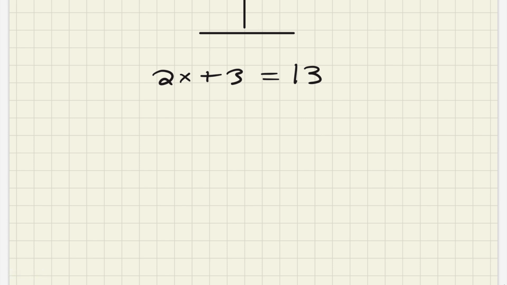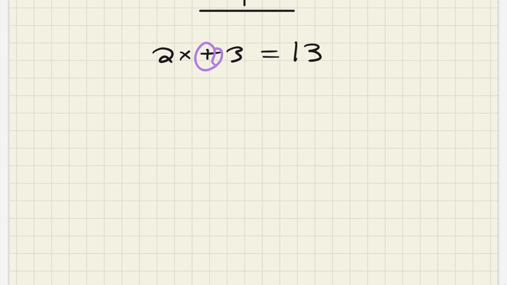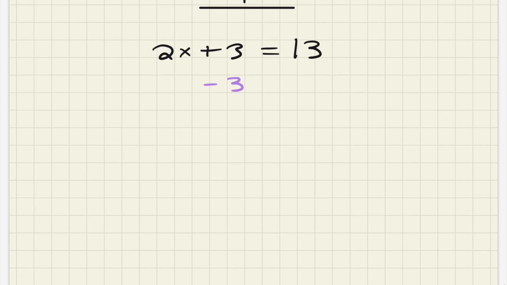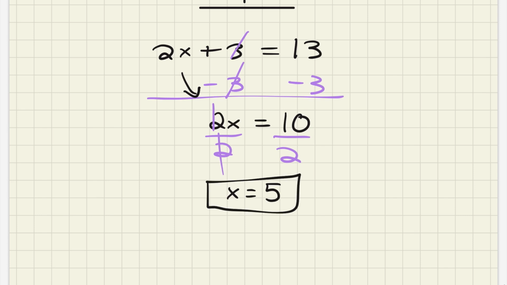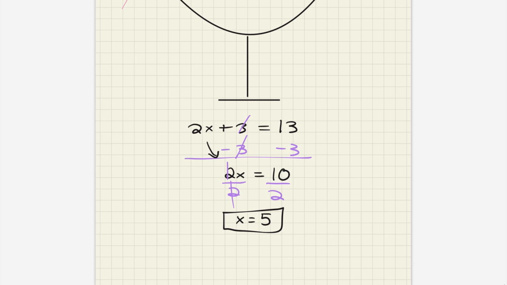And so if we're adding 3, the opposite operation of addition is subtraction. So we'll subtract 3 from both sides of the equation. These will cancel out, and we'll be left with 2x here. So we'll have 2x equals 13 minus 3 is 10. And now what operation is being done to x? It's being multiplied by 2. So we can divide both sides by 2. This will cancel out, and we'll be left with x all by itself being equal to 5. So x equals 5 is the solution to the equation 2x plus 3 equals 13.